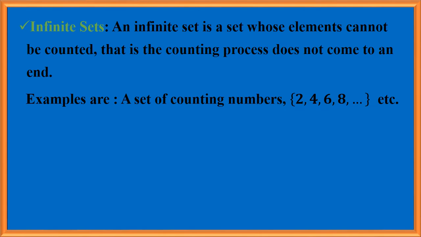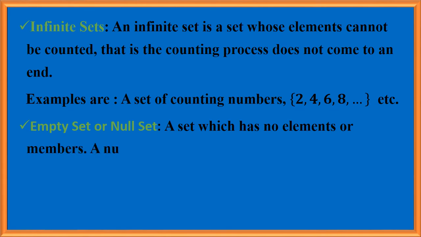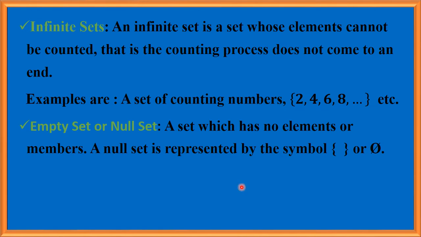There are a lot of examples, but these are just a few. Then another kind of set we'll talk about is the empty set or the null set, which is a set without an element or a member. A null set is represented by this symbol. So when you see curly brackets without an element between them, it represents a null set. Or when you see this particular symbol, that also represents a null set.